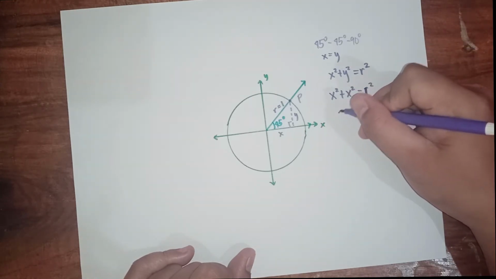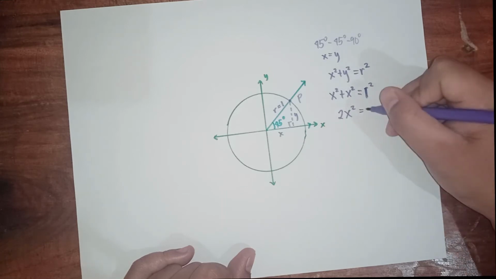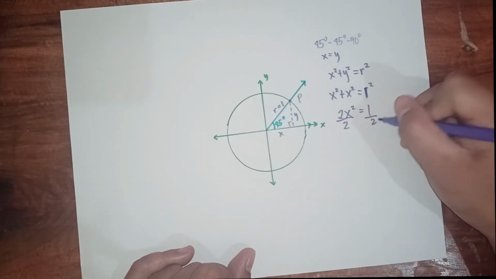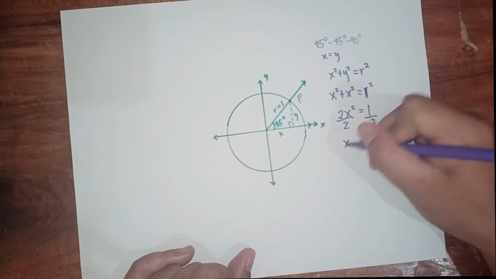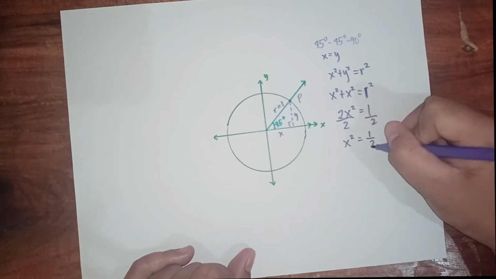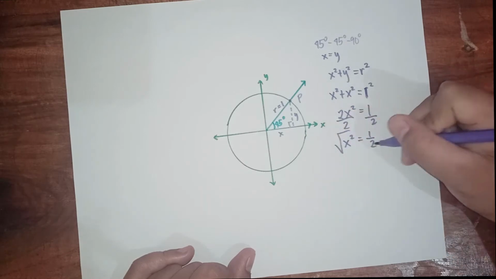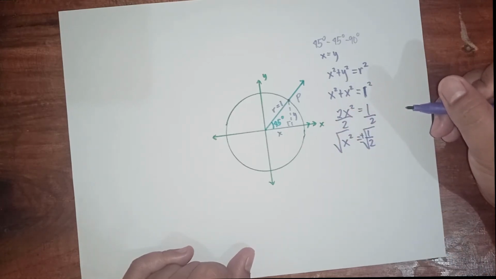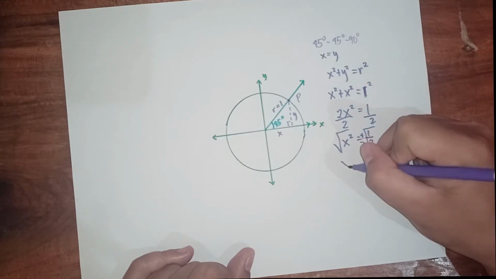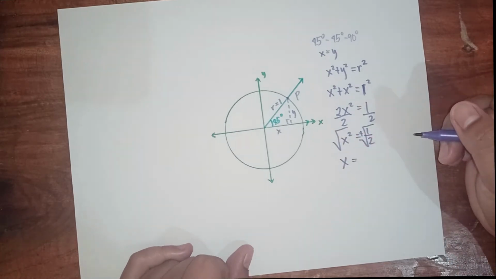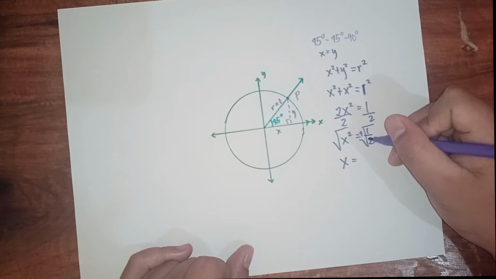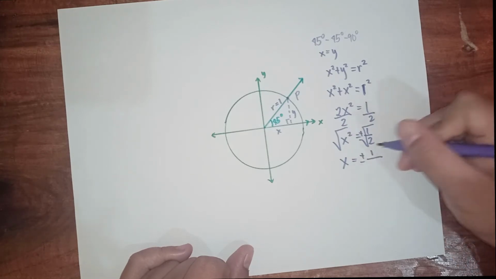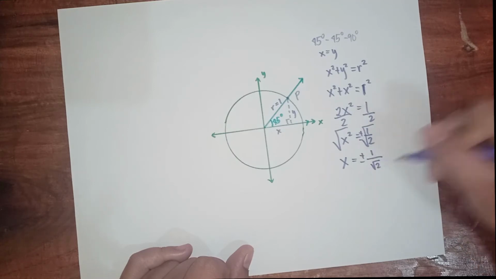We are going to add similar terms. This is 2x squared equals 1 squared, which is 1. Dividing both sides by 2 to eliminate the 2, we have x squared equals 1 half. Extracting the square root, we have positive, negative square root of 1 half. So this is now x equals square root of 1, which is 1, over square root of 2, positive, negative.